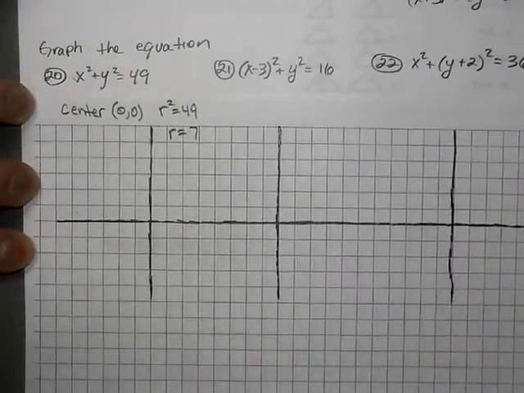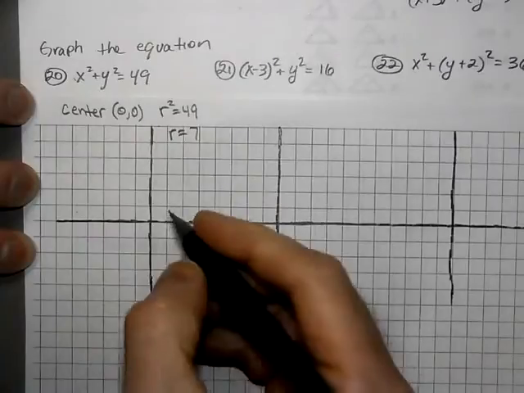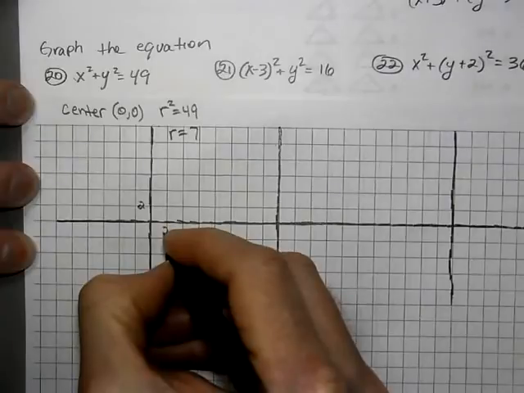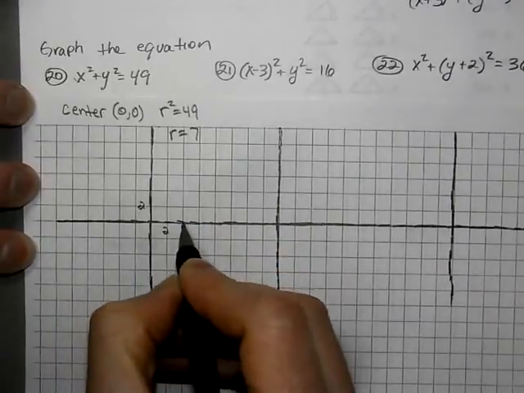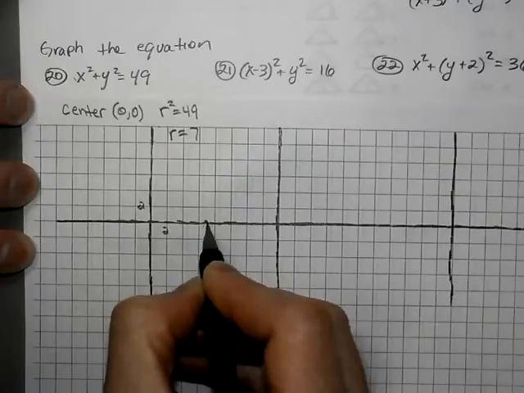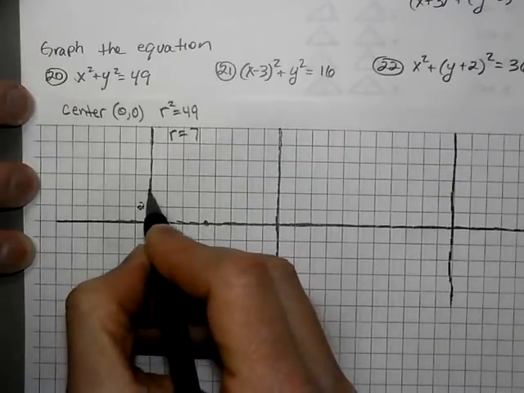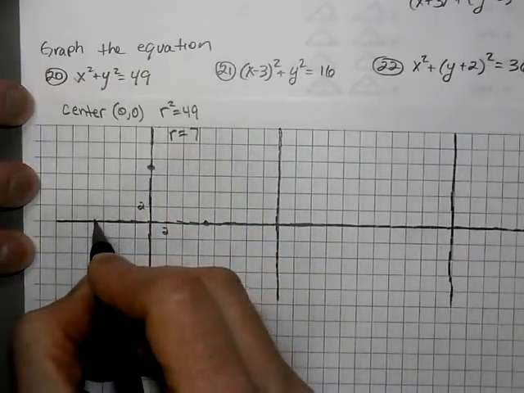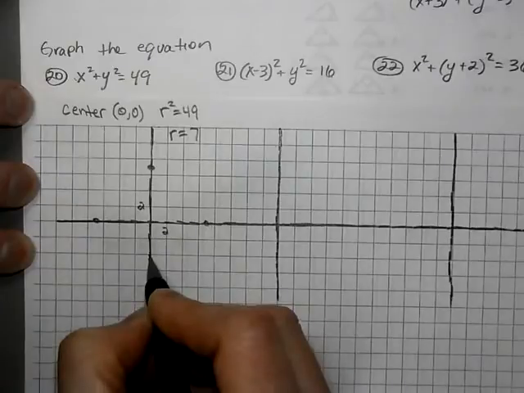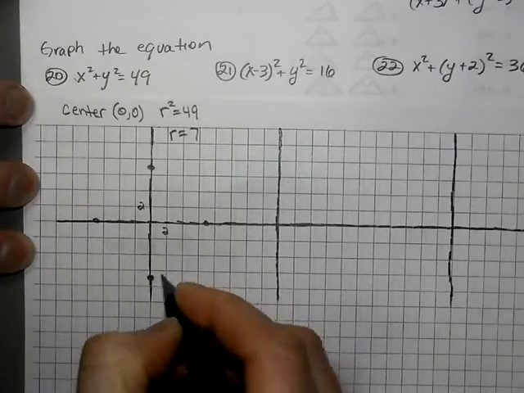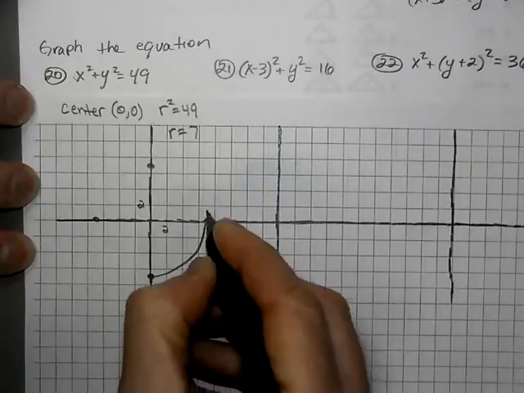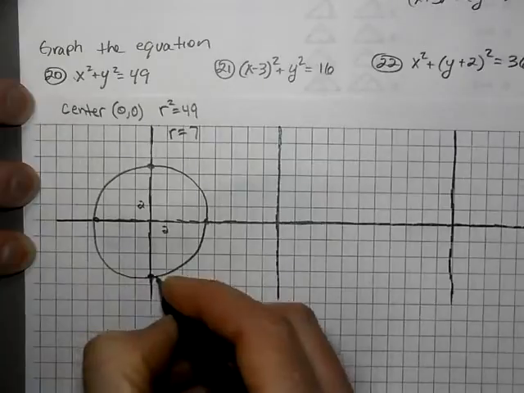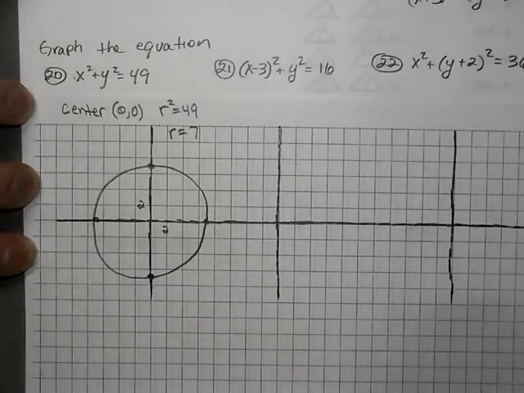So for a radius of 7, I'm going to use a different scale. I'm going to go by 2's. So this is going to be 2 up, and this is going to be 2 to the side. So we'll go 2, 4, 6, 7 to the side, 2, 4, 6, 7 to the side, up, 2, 4, 6, 7, and 2, 4, 6, 7. So there's our equation.